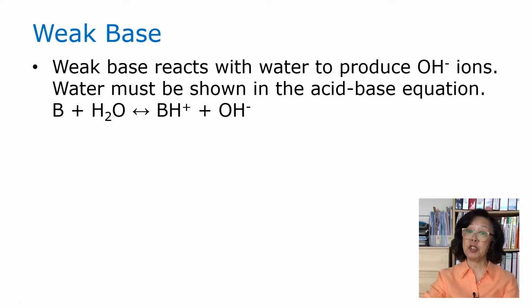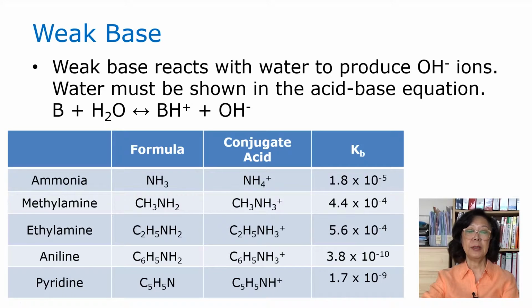So water must be shown in the acid-base equation, such as B reacting with water, where water is donating the proton to form BH plus, the conjugate acid of B, and then water becomes the hydroxide ion, which is the conjugate base of water. Now here are a number of weak bases, typically ammonia, methylamine, ethylamine, aniline, and pyridine, all with their Kb values. And that can be used in our calculations later.